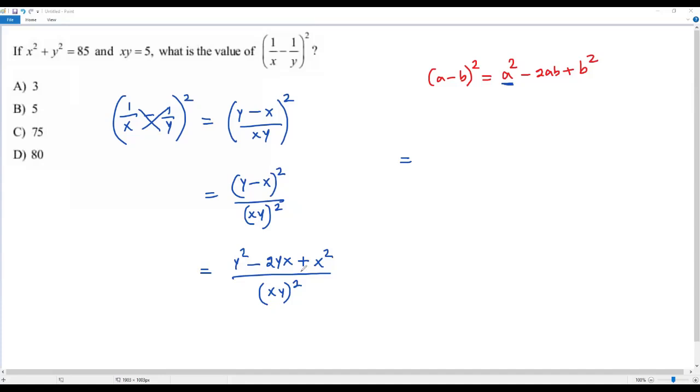Okay, now we can write this x squared at first. Let me write this x squared first. Then we can write y squared. Then we can write minus 2yx. This yx can be written as xy, that is, 2yx can be written as 2 times xy because multiplication is commutative. In the denominator, we write it as it is, that is (xy) the whole squared. Now we can plug in 85 for this x squared plus y squared, because 85 is the value of x squared plus y squared.